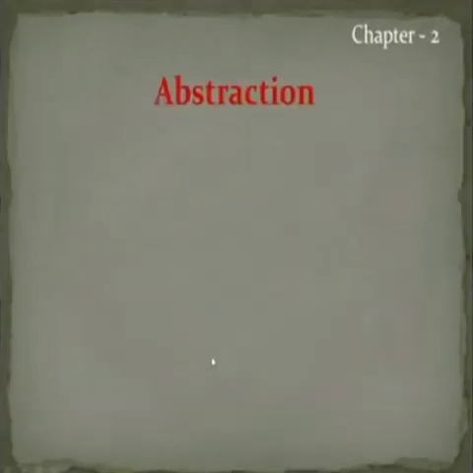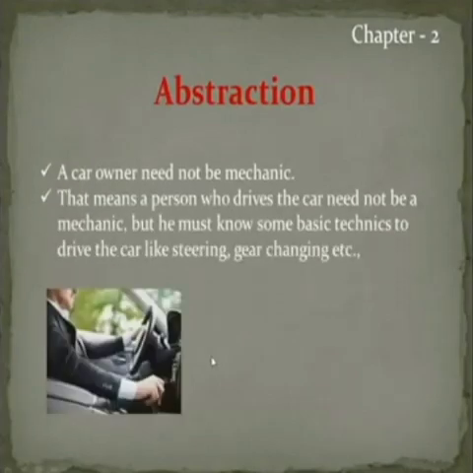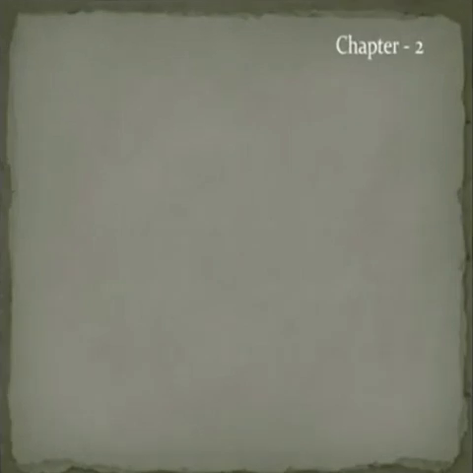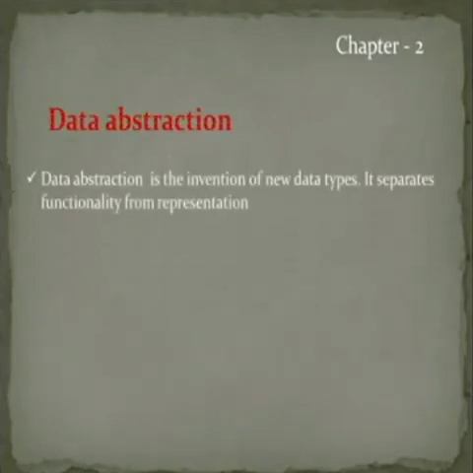Let's see again. Abstraction is: a car owner need not be a mechanic. That means a person who drives the car need not be a mechanic, but he must know some basic techniques to drive the car, like steering, gear changing, etc. So at first point, abstraction is providing only the essentials and hiding the details. Okay, that is abstraction. What is data abstraction?